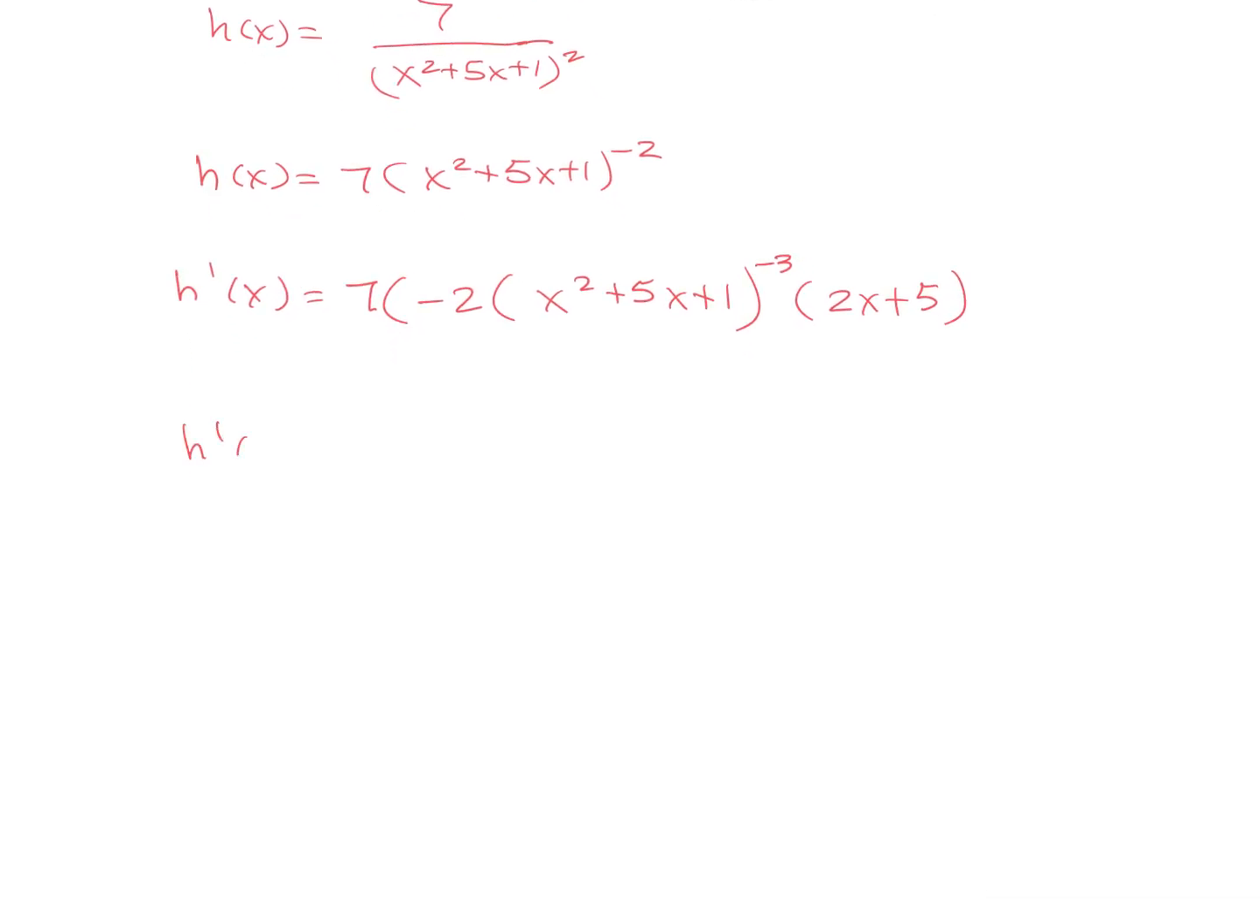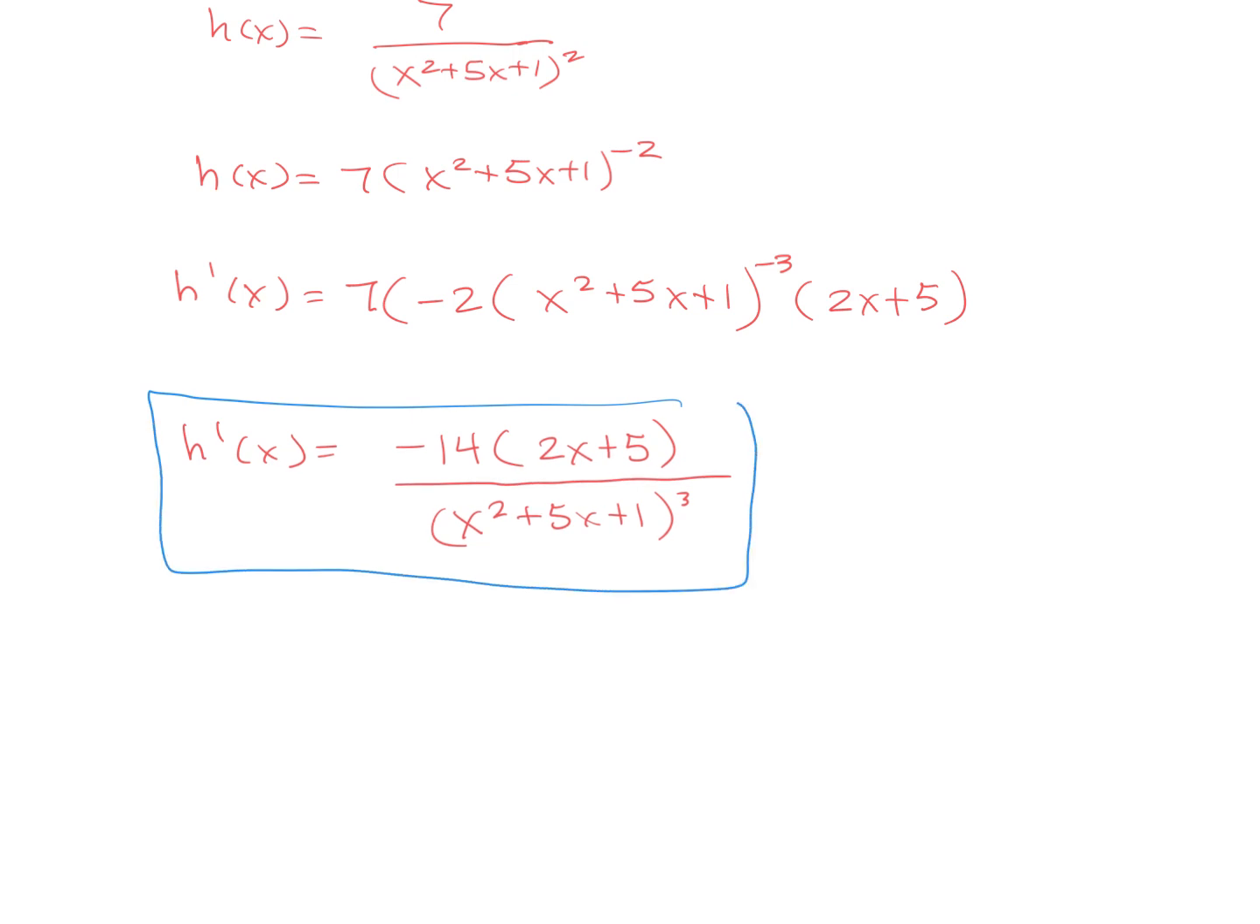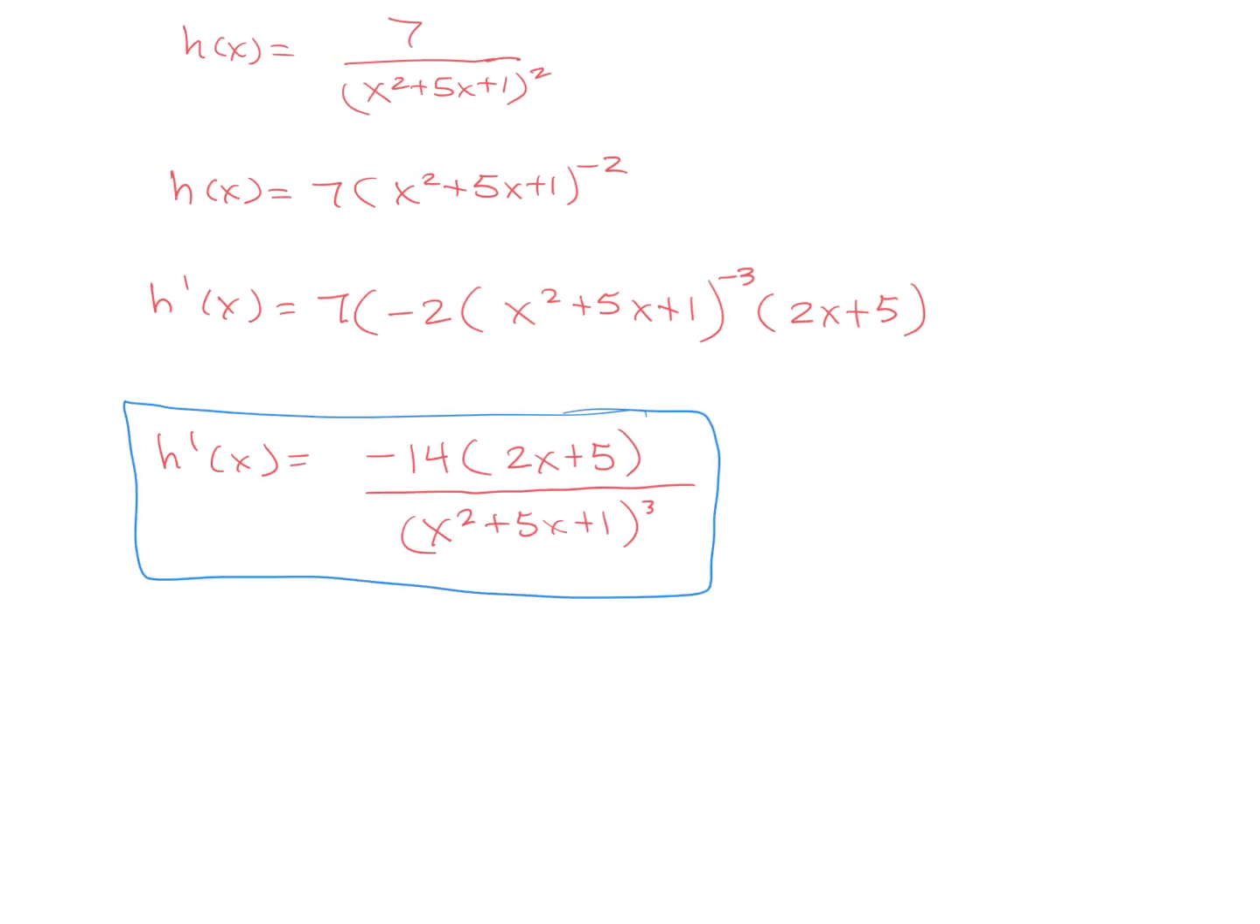So writing this over again as one single fraction, we've got a negative 14 in our numerator times the 2x plus 5. And then for our denominator, we've got an x squared plus 5x plus 1, now raised to the third power. And that is the derivative for our second function that we're looking at in this video.